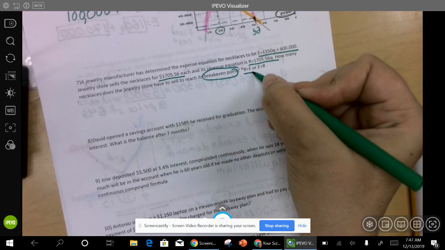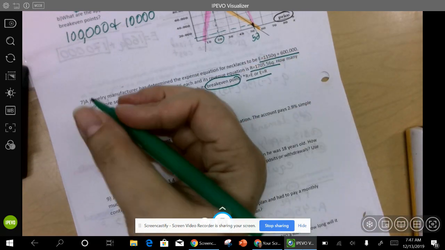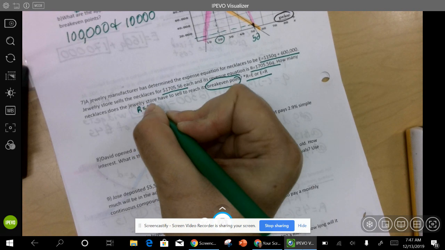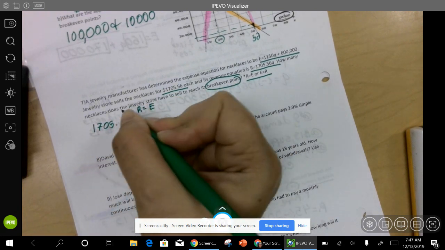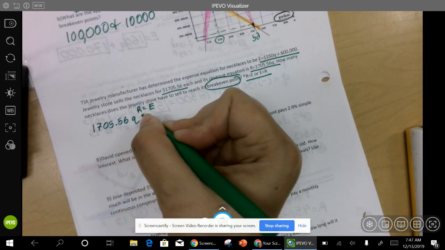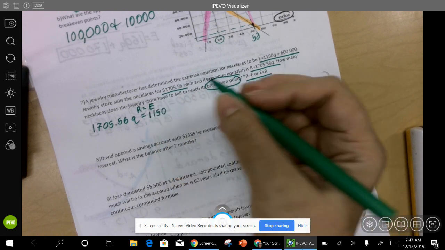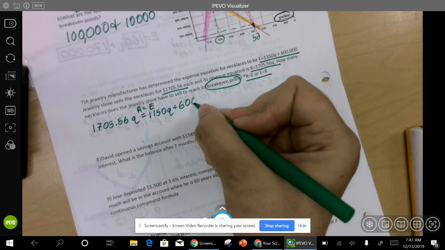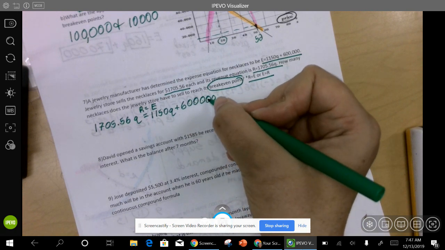Okay, everybody, you can use revenue equals expense, or expense equals revenue. Okay, so I'm going to set revenue equal to expense. So $1,705.56 times the quantity is equal to $1,150 times the quantity plus 600,000. Everybody count the zeros, make sure you have enough. So 1, 2, 3, 4, 5.